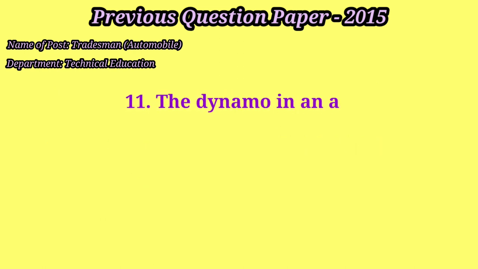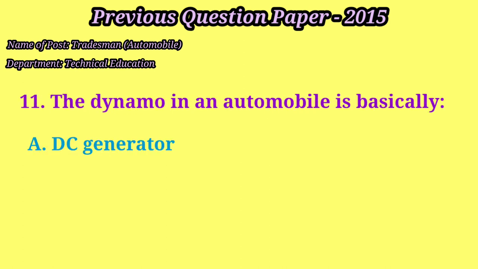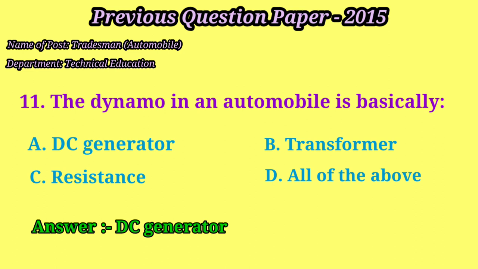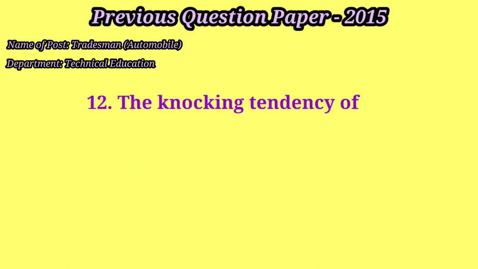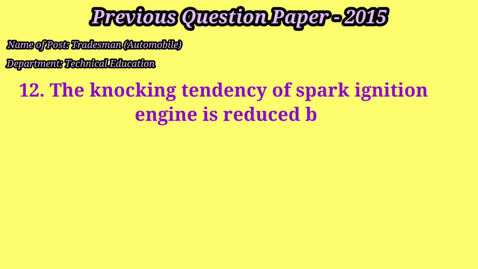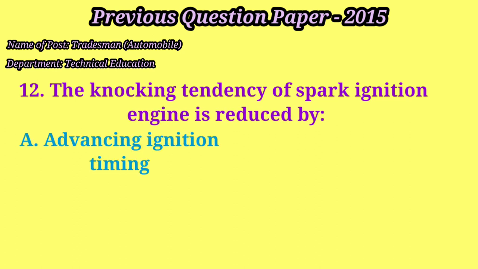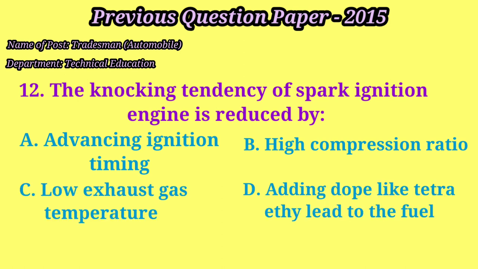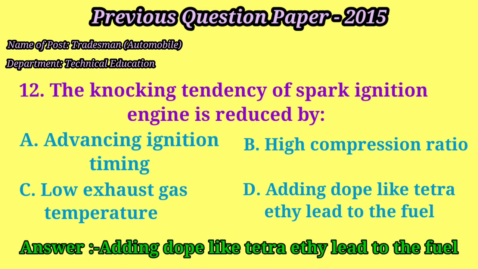11. The dynamo in an automobile is basically A. DC generator. B. Transformer. C. Resistance. D. All of the above. Answer: DC generator. 12. The knocking tendency of spark ignition engine is reduced by A. Advancing ignition timing. B. High compression ratio. C. Low exhaust gas temperature. D. Adding dope like tetraethyl lead to the fuel. Answer: Adding dope like tetraethyl lead to the fuel.